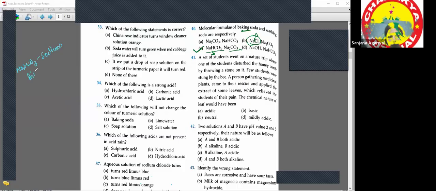This is sodium bicarbonate, and Na2CO3 is sodium carbonate. This can also be written as sodium hydrogen carbonate. Note this down.